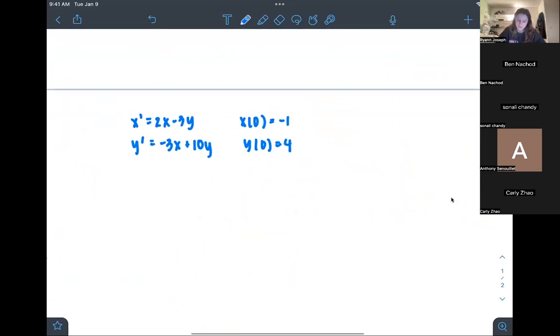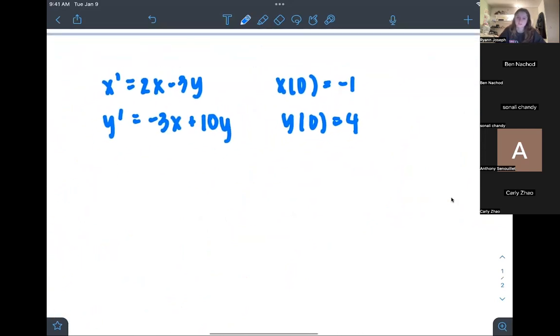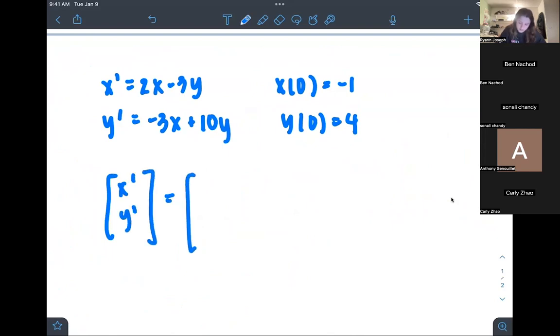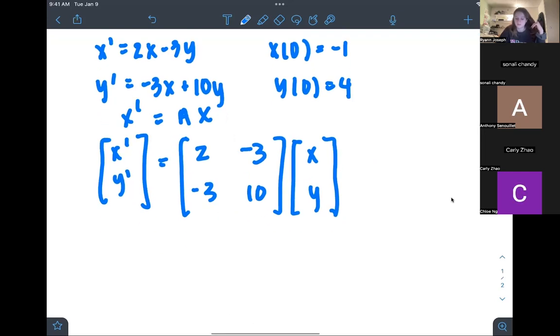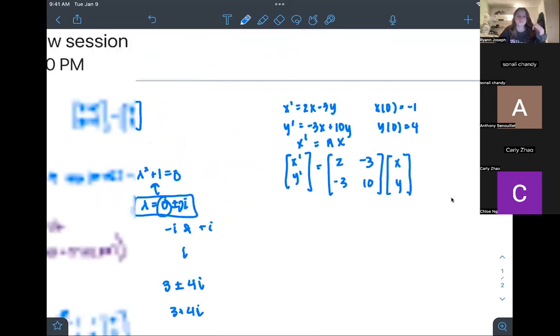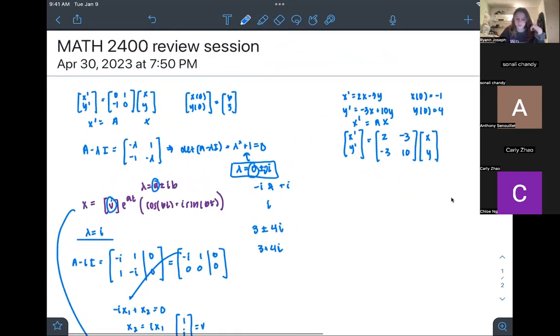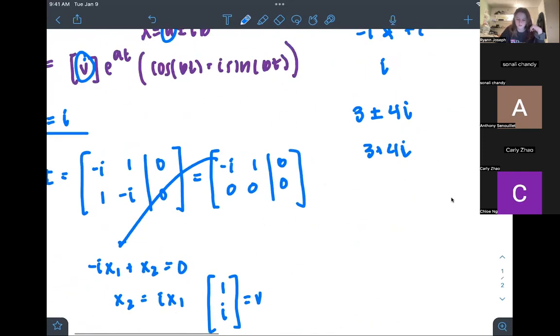The other question is similar, but, spoiler, it's going to have real solutions, real eigenvalues. So I'm going to turn this into an x prime equals Ax system just by plugging them into the matrix. And again, it's going to look like this. Very straightforward. Oh yeah, so for this one, again, we have initial values.